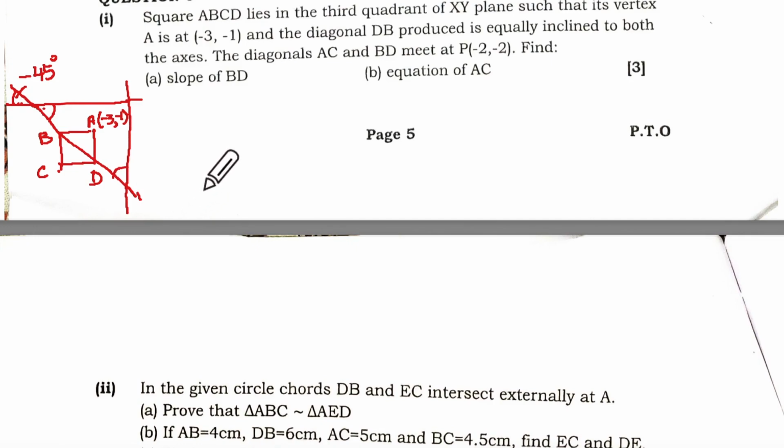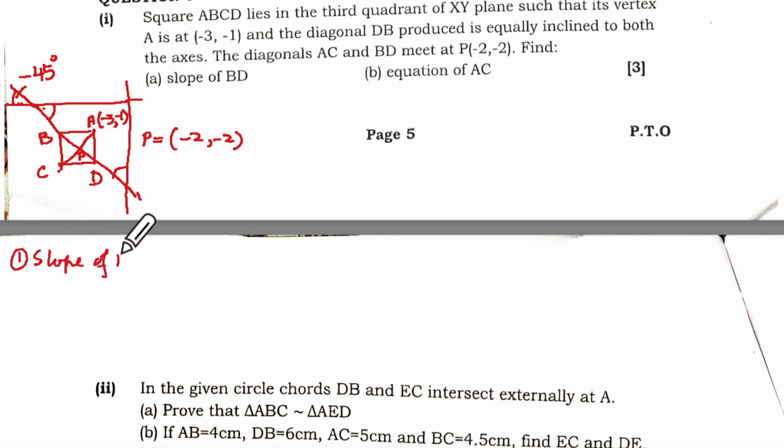Okay. Diagonal PD produced is equally inclined with the axis, diagonals AC and BD. So AC and BD are meeting at P. So this point is P and P is equal to -2, -2. So they are saying find the slope of BD. Number 1.